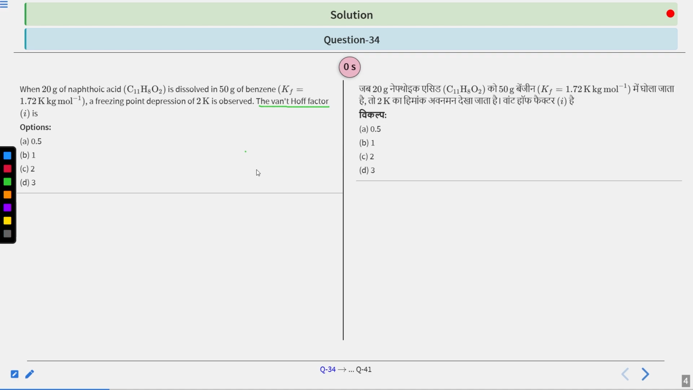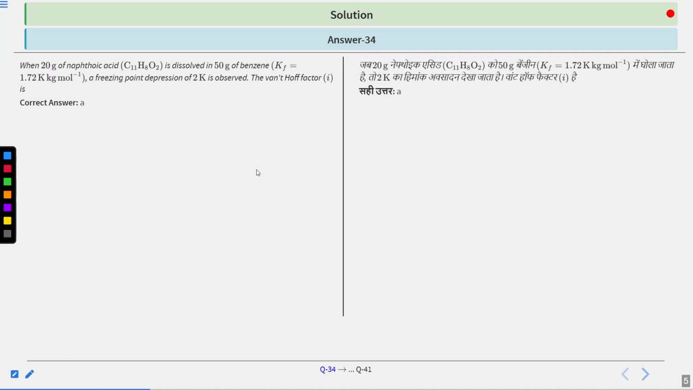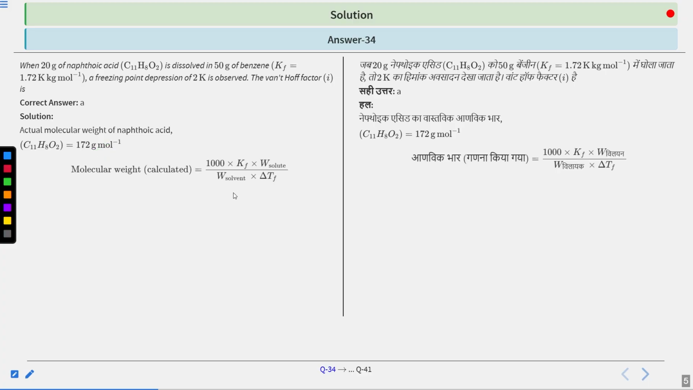So your time is up. Let us see how we can solve it. For those who have solved, the correct answer is A. Now, the actual molecular weight of benzoic acid is 122 gram per mole. We know this. And what is the molecular weight that is calculated from the given data? It is calculated using 1000 into Kf into W solute, divided by W solvent into delta Tf. So this is the formula.